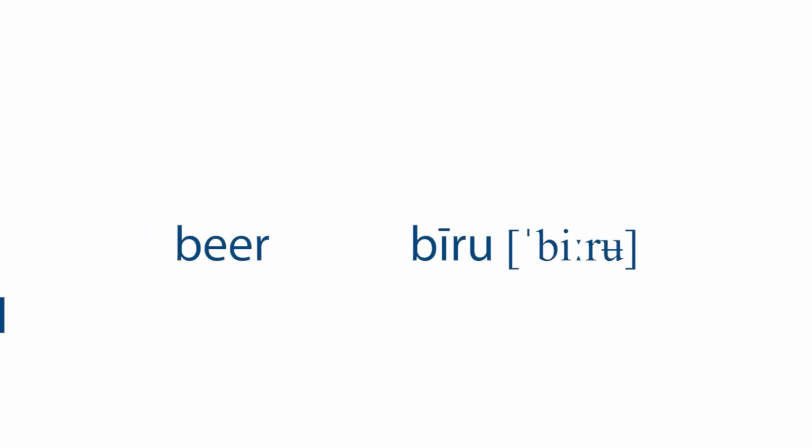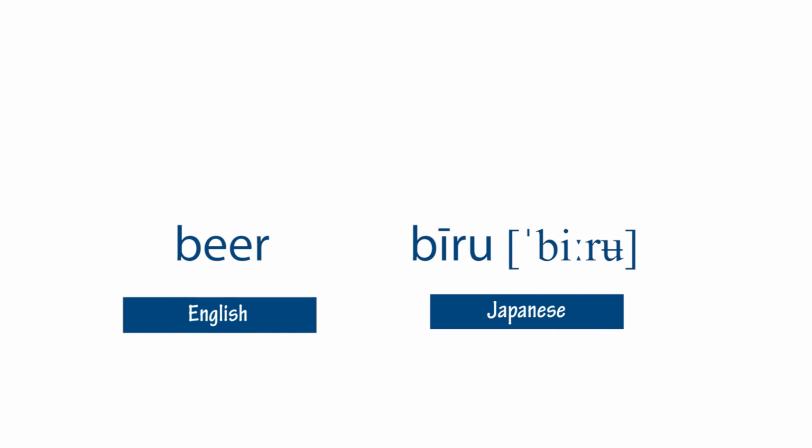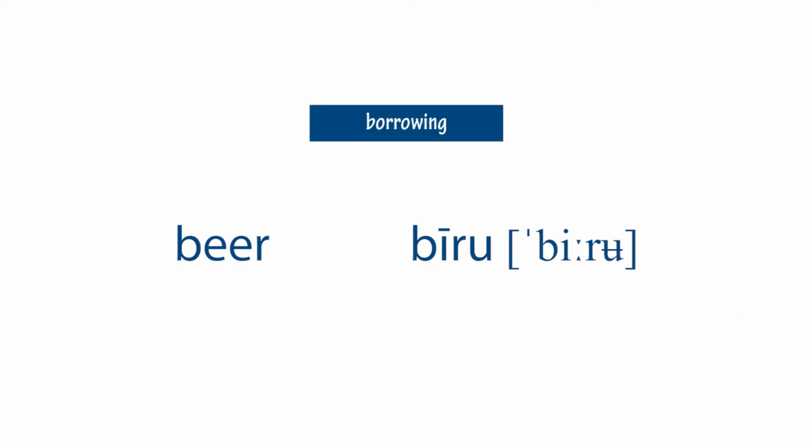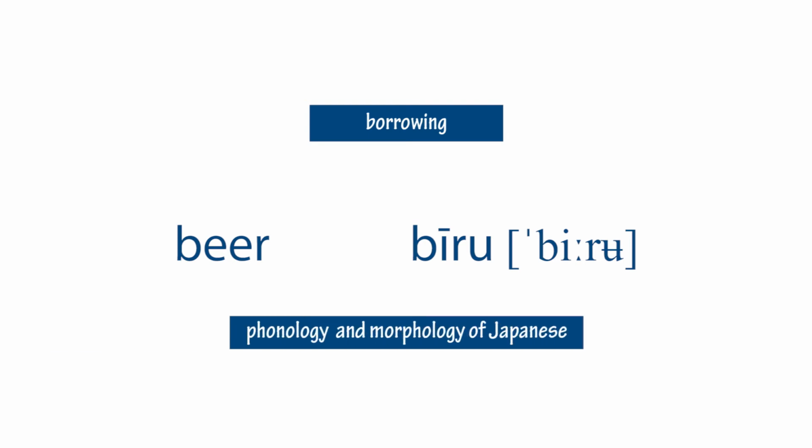The word beer has been borrowed into Japanese. So this is an example of borrowing. Beer has become biro. So in this case, the word beer has been borrowed directly, but it has been influenced by the phonology, or you could even say morphology, of Japanese. It's a direct borrowing.